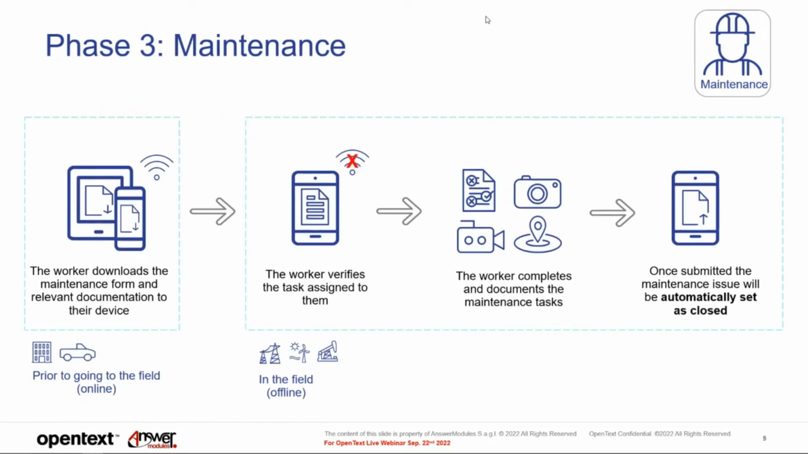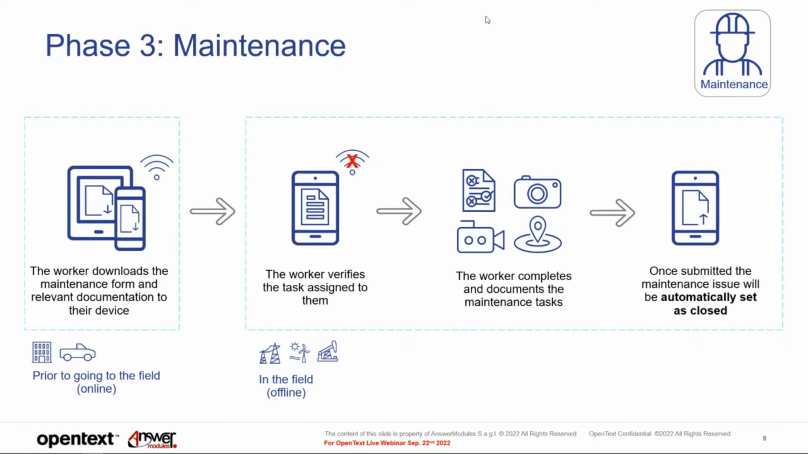Now, the maintenance worker, the last phase, the first part is just like we saw with the inspector. So prior to going out to the field, they are downloading the form to their device. That form will contain the task that they've been assigned, as well as any documentation that is relevant to that task or that has been provided by the manager.